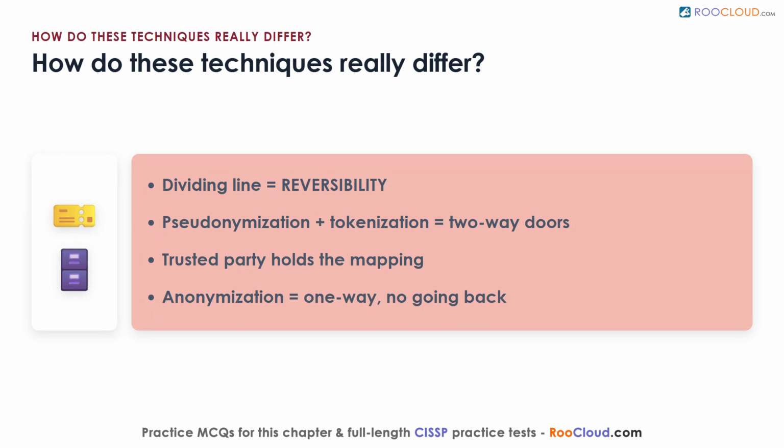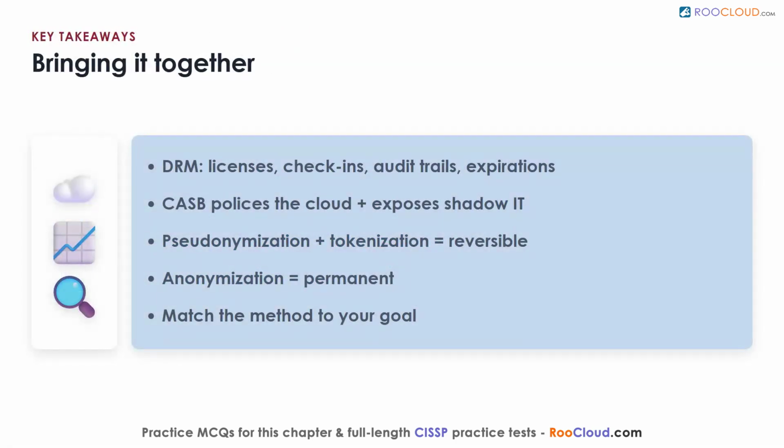Once the data is truly scrambled, there is no key and no going back. So let's bring it together. Digital rights management protects copyrighted work through licenses, check-ins, audit trails, and expirations. A cloud access security broker polices every trip to the cloud and exposes shadow services.